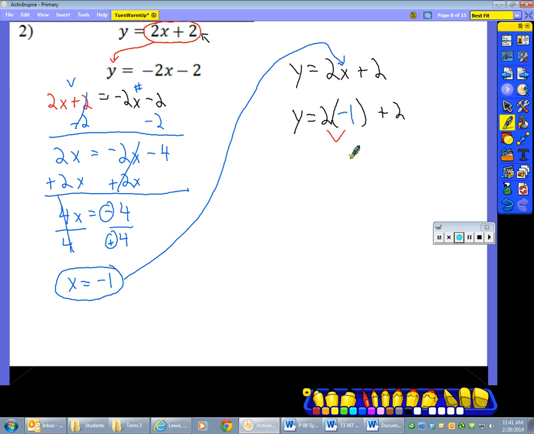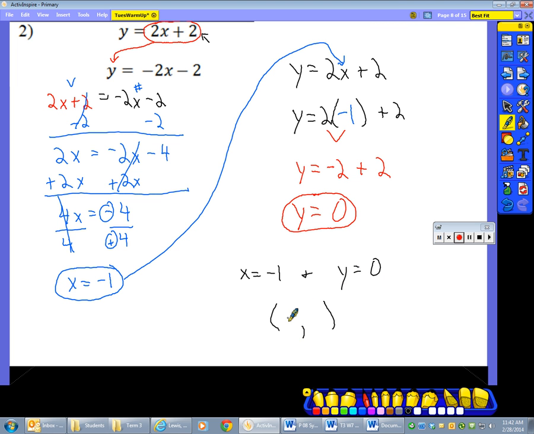And now I'm just going to solve like a 7th grader would. y equals 2 times negative 1 is a negative 2, plus 2. y equals a negative 2 and a positive 2, that equals 0. So in this case, y equaled 0. So my answer, my solution, is x equals negative 1 and y equals 0. So I'm going to put that in a coordinate pair. Negative 1 and 0, like that.